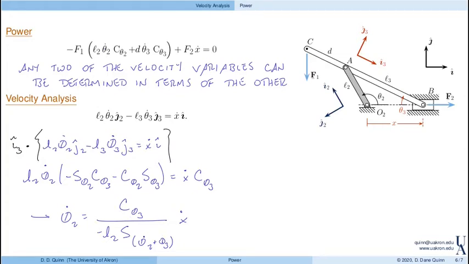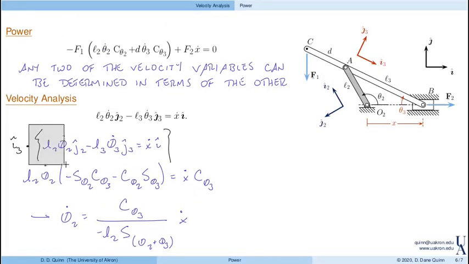Ultimately, you'll be plugging in numbers, right? But I just think it's interesting to note that these angle addition formulas appear quite often when we're doing this kinematic analysis. Okay, so here's theta 2 dot in terms of x dot. Let's do the same thing to solve for theta 3 dot.